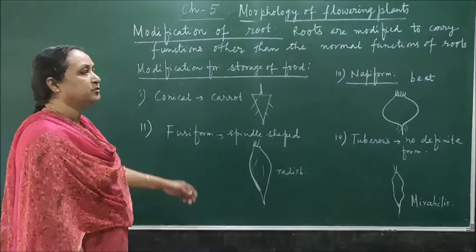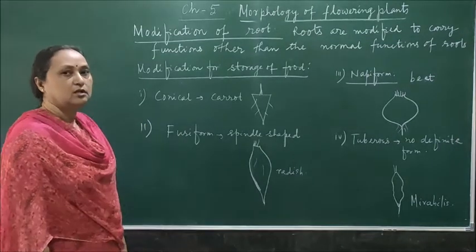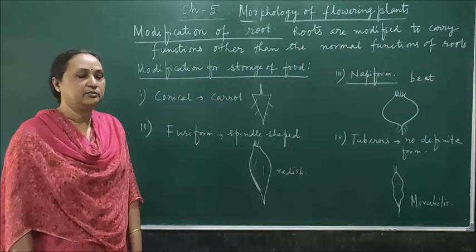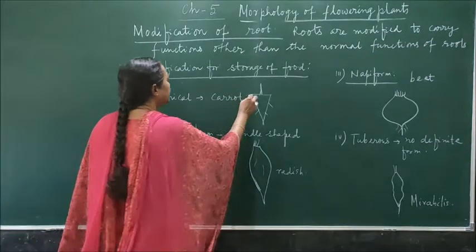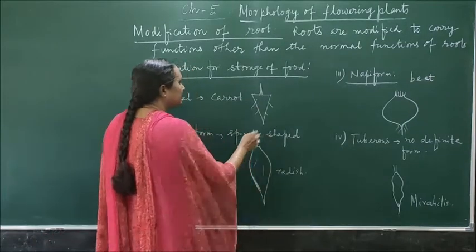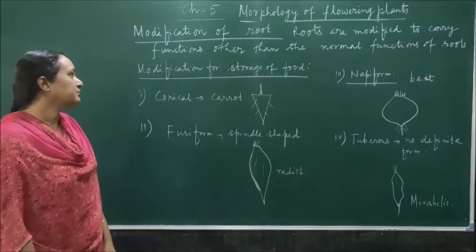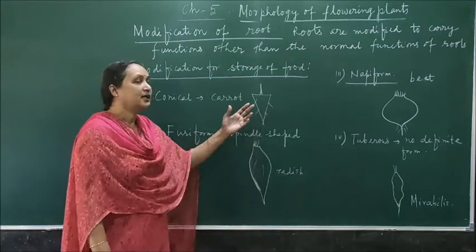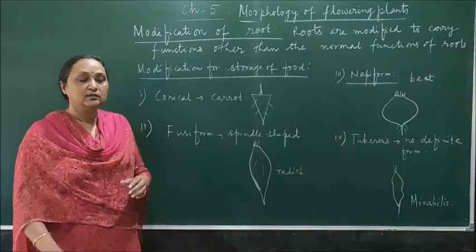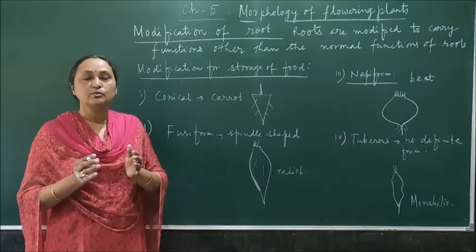Now these are all the tap root modifications. Number one, that is conical root. In the conical root you can find the shape of the root is just like a cone. One side is broad and the other side is narrow, and the shape is just like a cone. For example, carrot. Here you can find the root is not thin, the root is swollen, because of storage of food material.